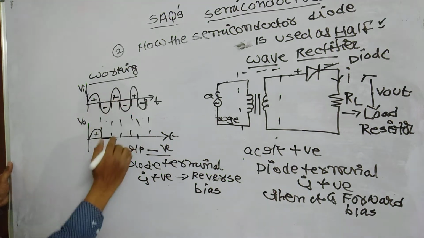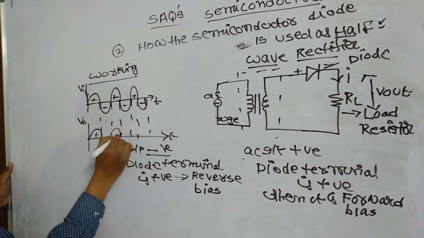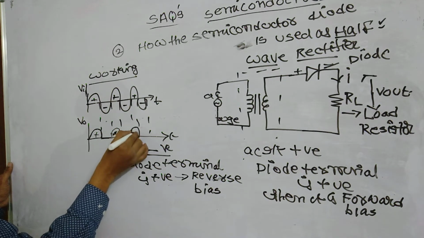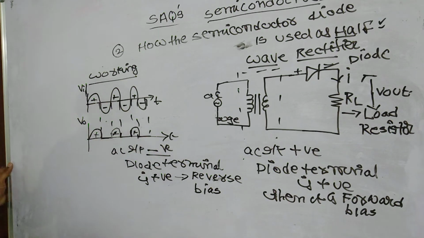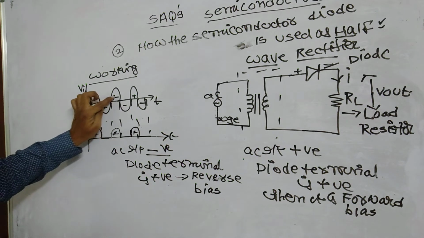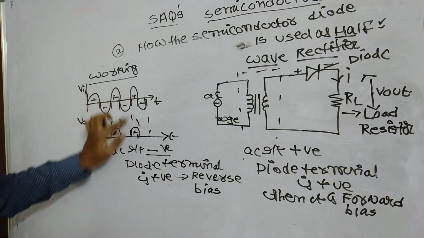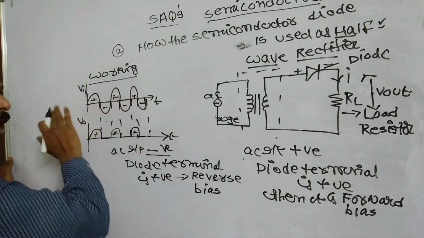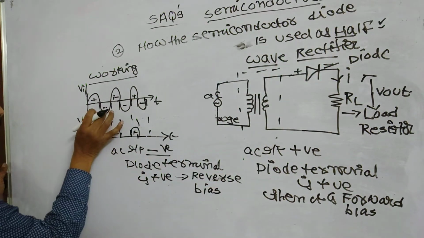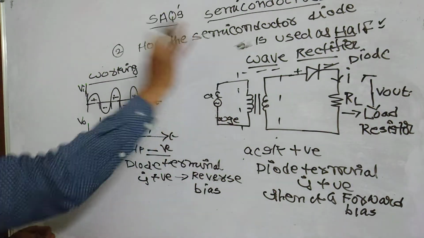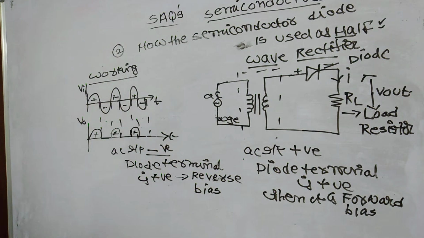Then positive and positive, repeated. Negative to positive, no waveform. Again positive to positive, repeated. Negative to positive, no waveform. That means what is observed? We observe only the positive present, the negative removed. Positive is present, negative eliminated. That indicates that from the applied AC, half of the wave is removed. What is the half? The negative is removed. That is the functioning of a rectifier.